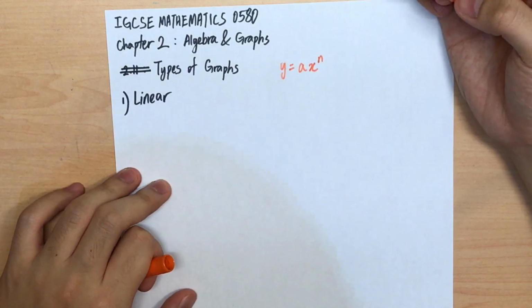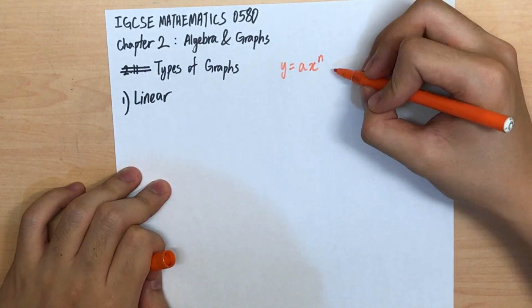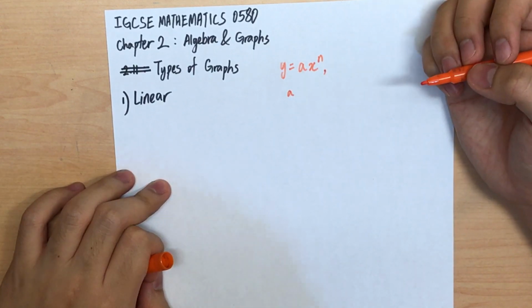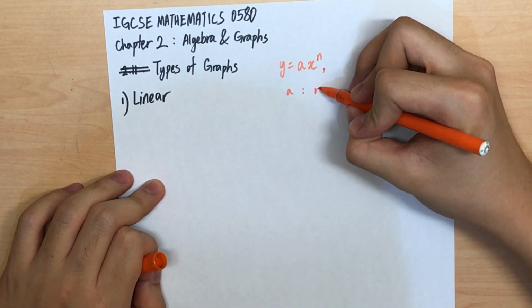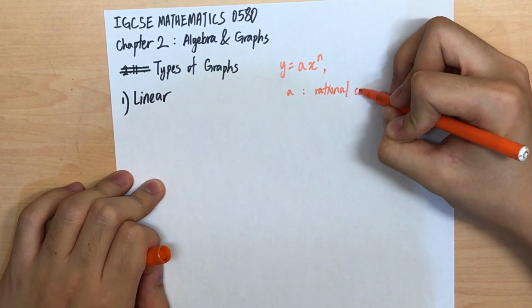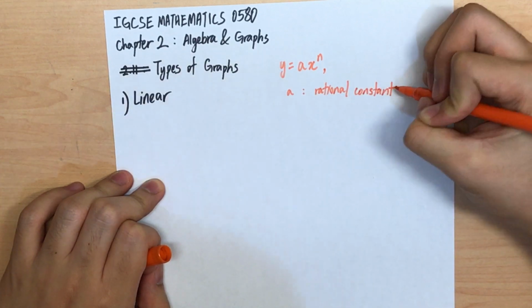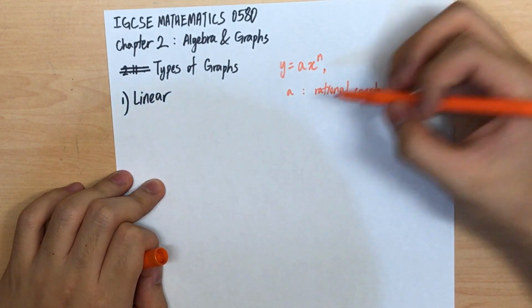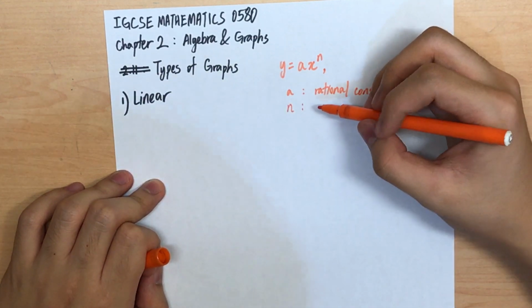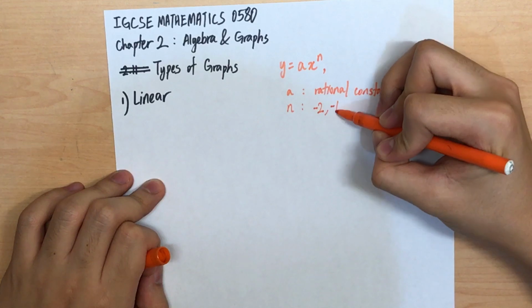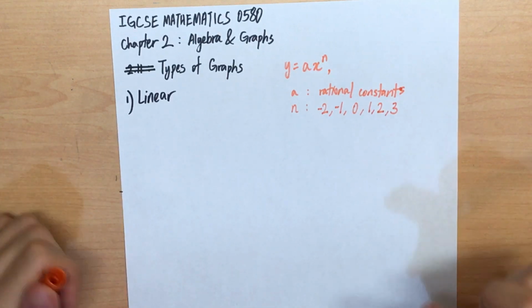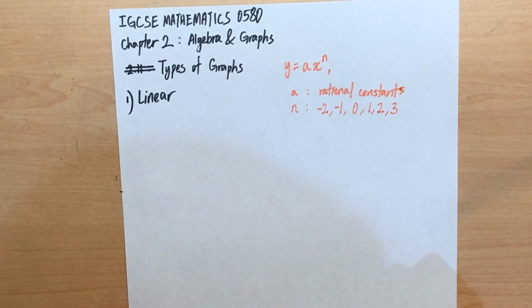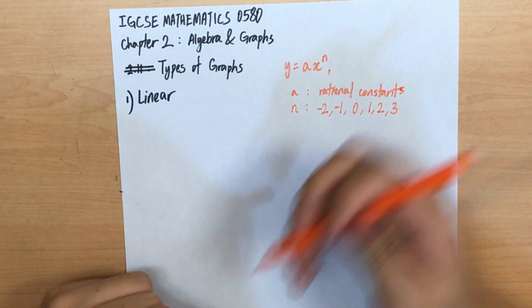y equals ax to the power of n, where a is a rational constant, and n is covered by -2, -1, 0, 1, 2, and 3. These are all you need for these 5 types of graphs. And there's another one.